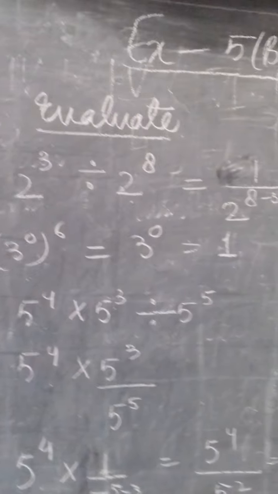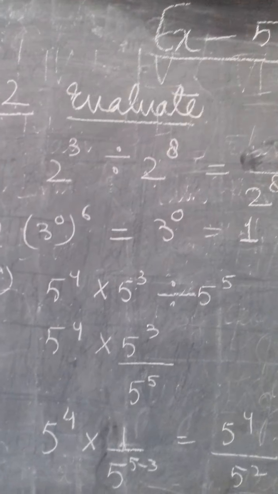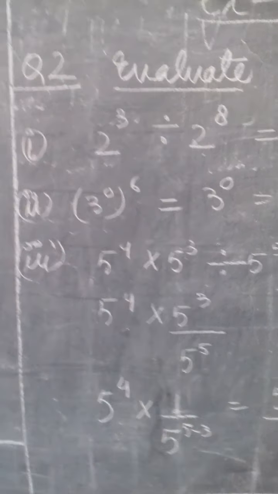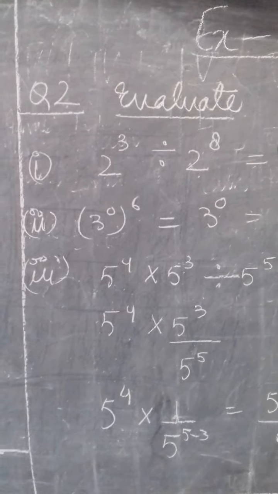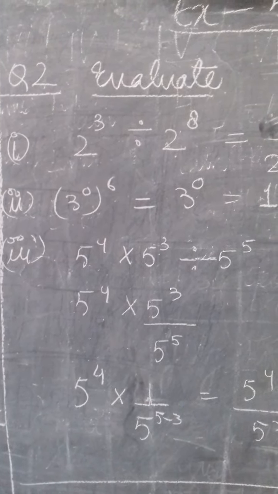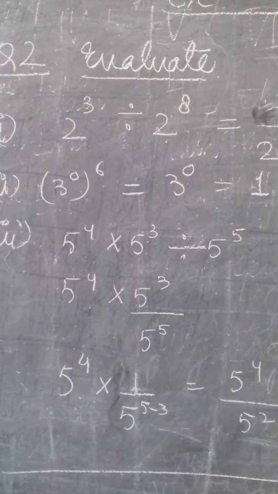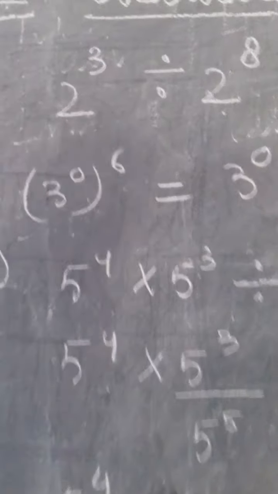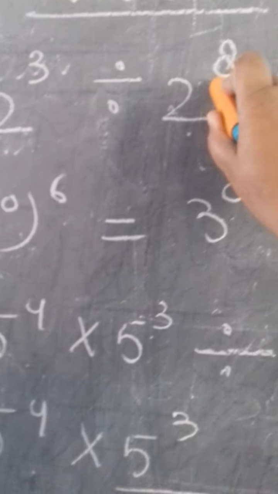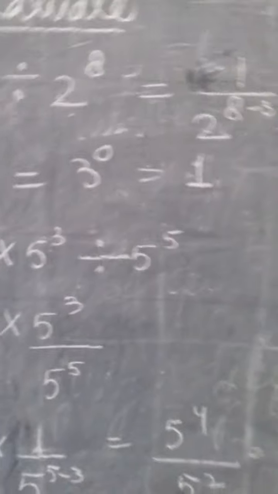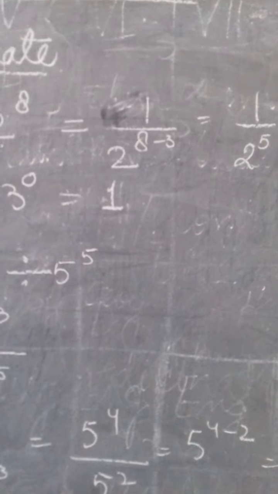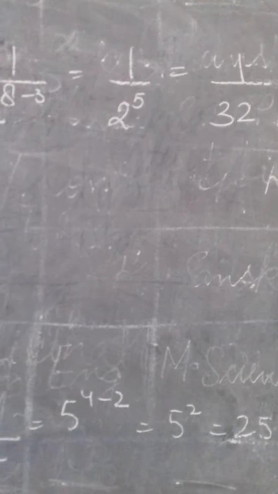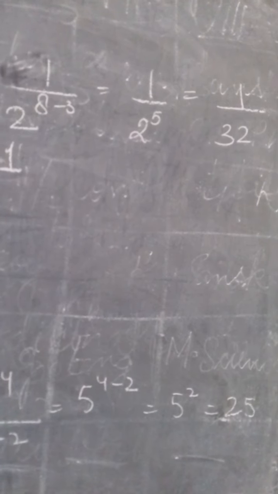Now we are starting exercise 5b, question number 2. The first one is very easy, you can do it yourself, just 2 blanks are there. Now question number 2, evaluate. First part, 2 to the power 3 divided by 2 to the power 8. So what will it be, children? Power is bigger in the denominator, so 3 will come down. It will be 1 upon 2 to the power 8 minus 3, that is 5, and when you solve it, you will get 32.